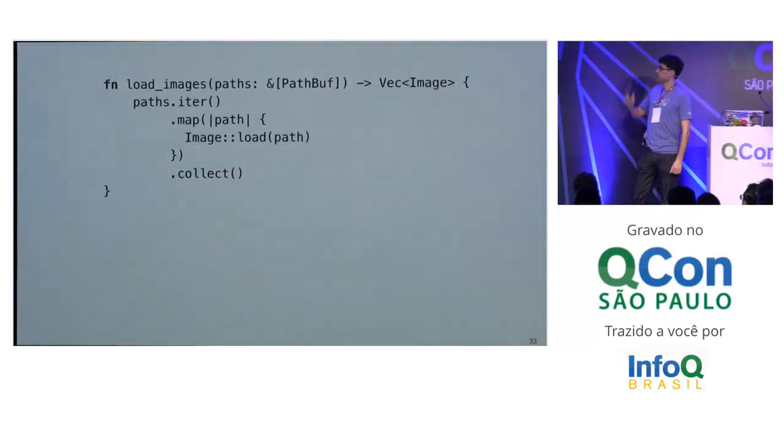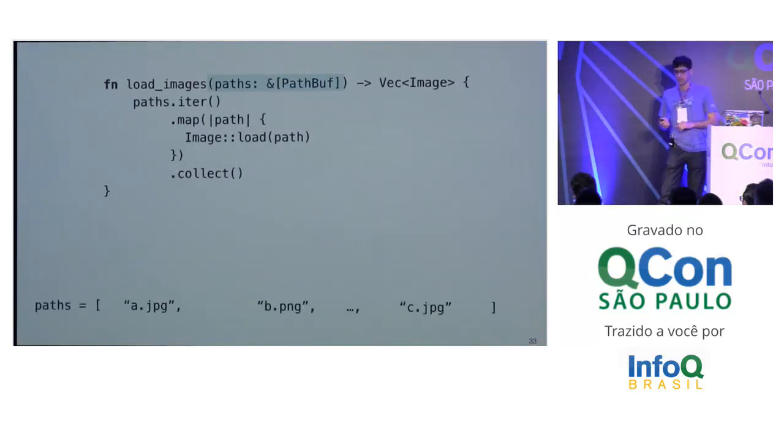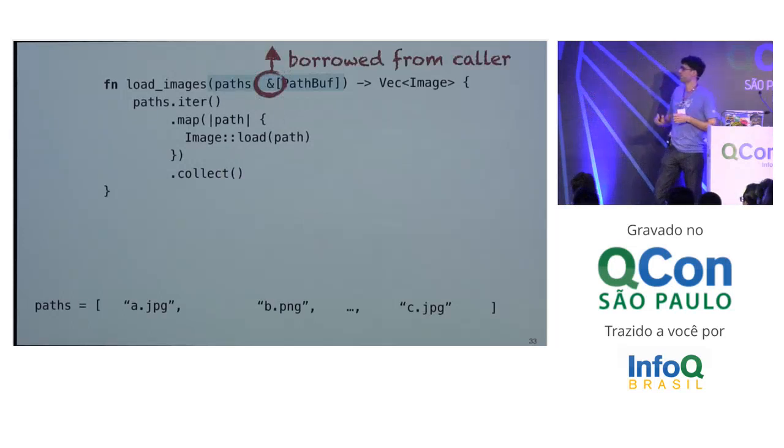This is a function that loads a bunch of images. It starts out by taking a vector, called an array, called paths, which will be just a list of paths in the file system, right? File names. And this ampersand is just saying, I borrowed this list from my caller. I'm just going to use it. I don't own it, right?